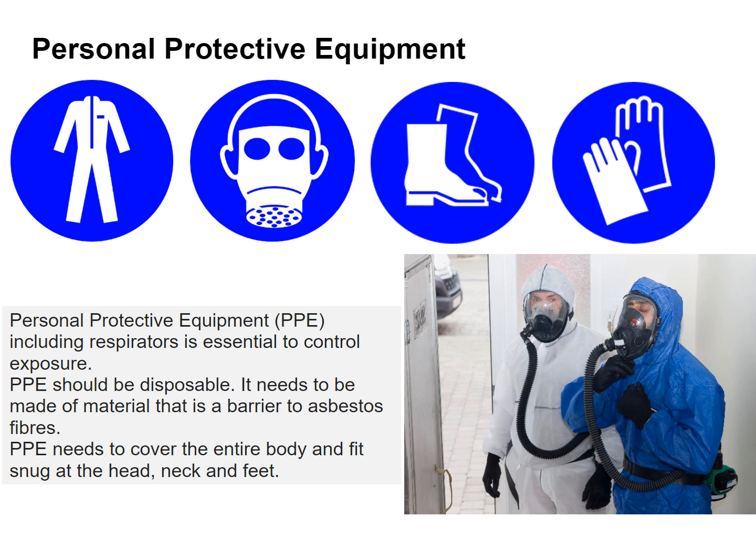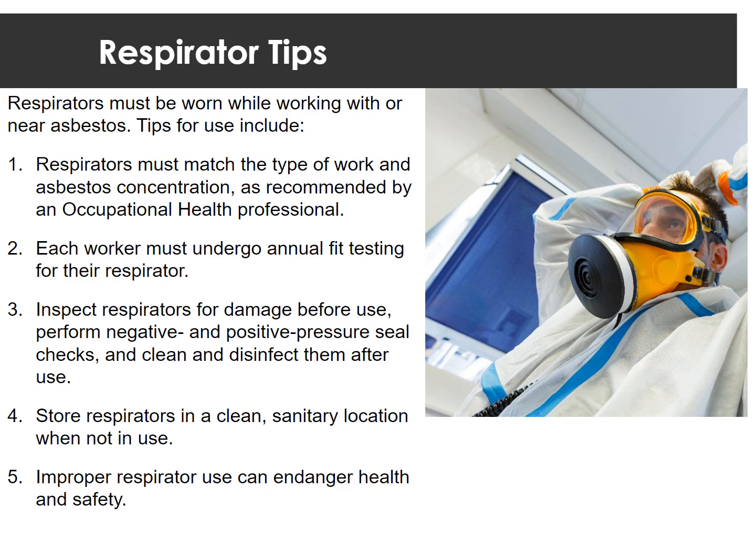Personal protective equipment, PPE, including respirators, is essential to control exposure. PPE should be disposable. It needs to be made of material that is a barrier to asbestos fibers. PPE needs to cover the entire body and fit snug at the head, neck, and feet. Respirators must be worn while working with or near asbestos. Tips for use include: 1.